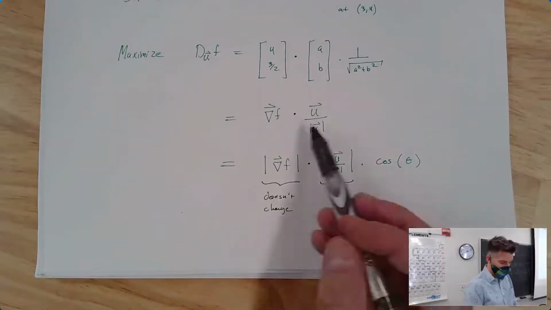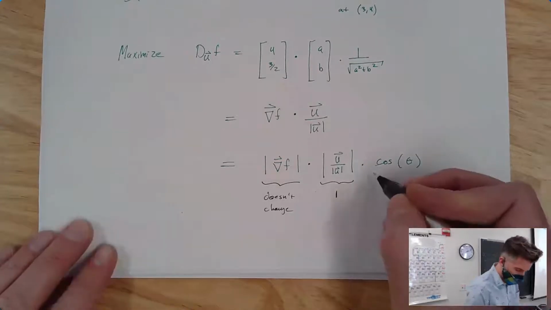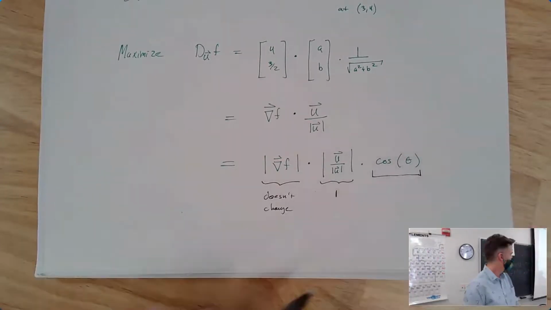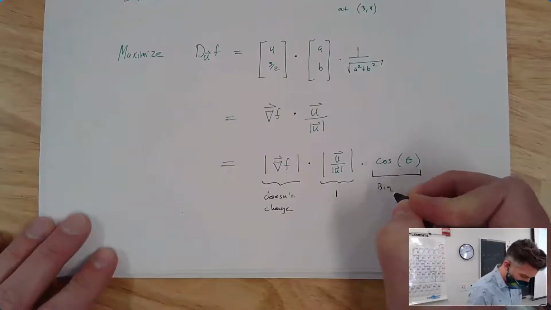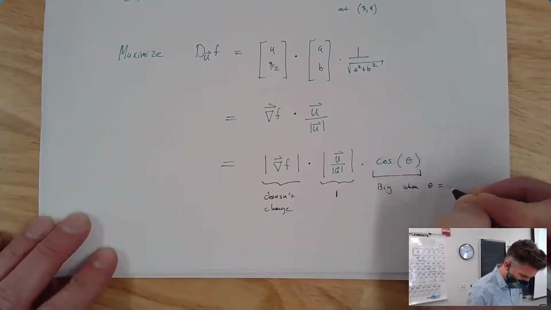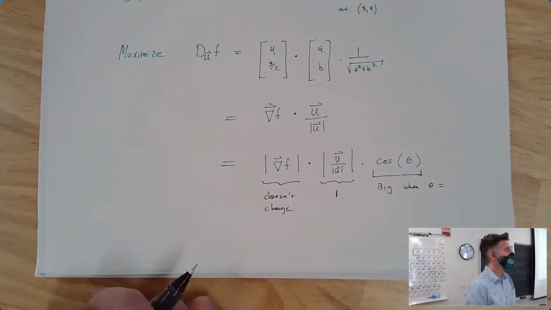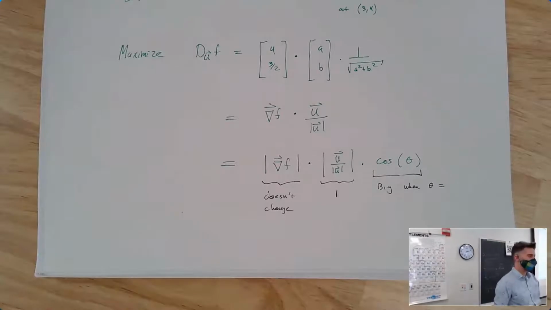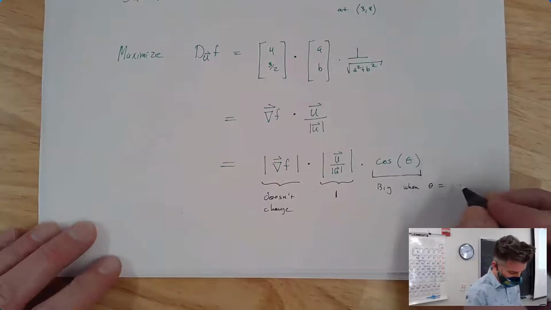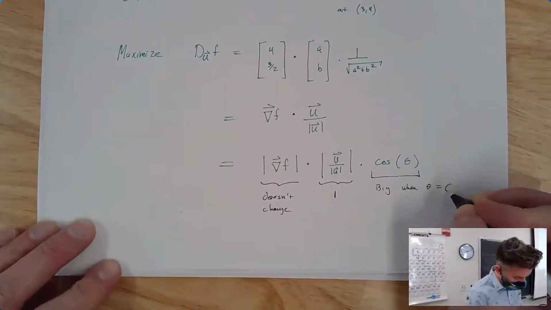So the only way to guarantee that this is as big as possible is to make cosine of theta as big as possible. What angle makes cosine the biggest? I know cosine of pi over 3 is 1/2. I know cosine of pi over 6 is the square root of 3 over 2. But what's the biggest cosine can be? Right, 1. The biggest cosine can be is 1, and that's going to be when theta is the angle of good old 0.